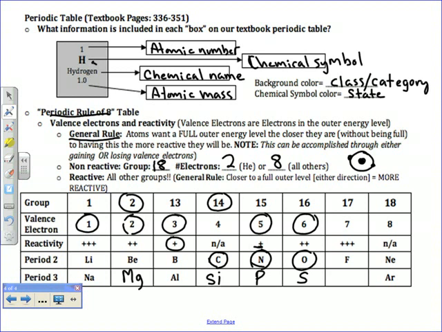Now, the most reactive group on the right, group 17, has 7 valence electrons, which means they only need to gain 1 valence electron in order to form an octet or follow the periodic rule of 8. This makes them extremely reactive. A good example of this is fluorine. Period 3, which is just below fluorine, an element that's a good example is chlorine.